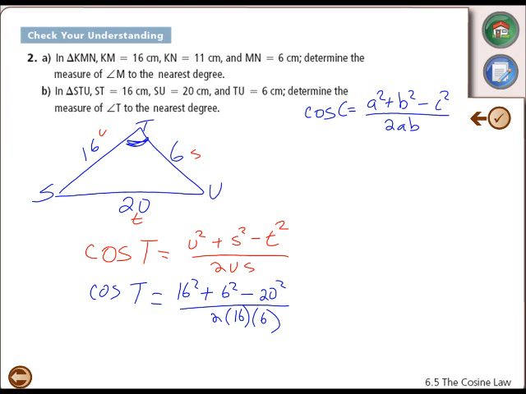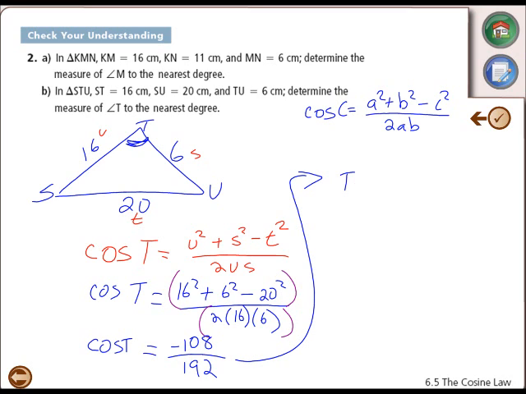Please be careful with this. Bracket numerators, bracket denominators. You can punch it in one shot into your calculator and then inverse cosine the answer there. Or if you prefer, you can punch it in the numerator and the denominator. I'm going to do that. I'm going to get cos of t equals, the numerator punched in gives me negative 108. Denominator punched in gives me 192.